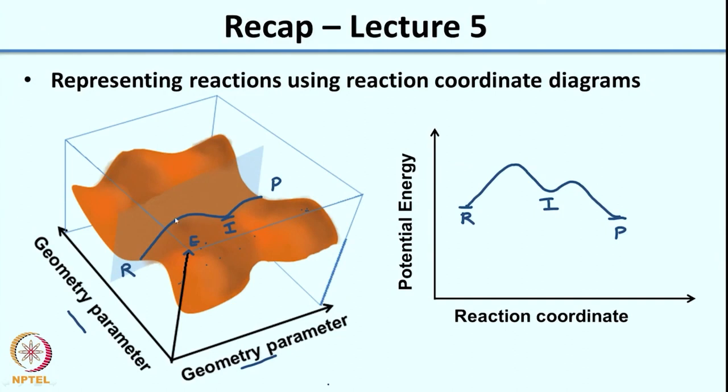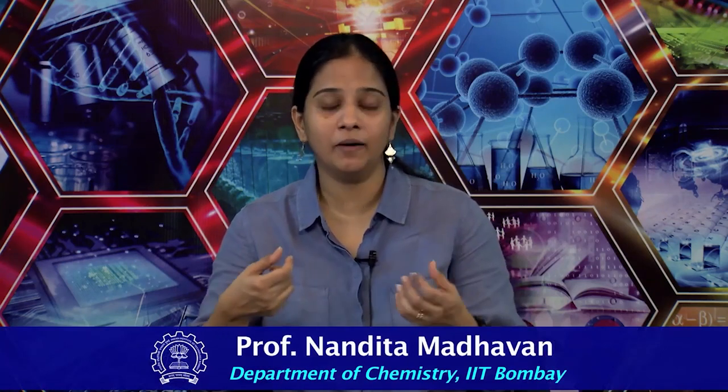Now, the surface looks pretty complicated, but to simplify it, we use what is called a reaction coordinate, which is the cross section of a potential energy surface. In the reaction coordinate diagram, your y-axis corresponds to the potential energy and the x-axis corresponds to the reaction coordinate. The reaction coordinate is essentially a geometry parameter which indicates the change in the bonding of the molecule. So it could be associated with bond breaking, bond making. So essentially reaction coordinate is a geometry parameter and the y-axis is the energy parameter.